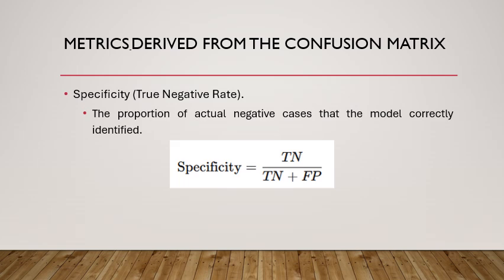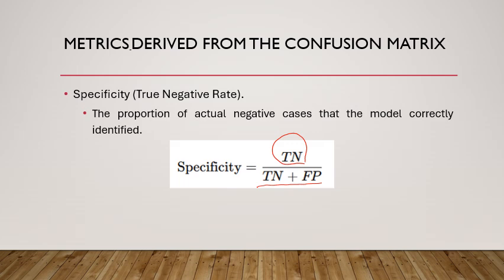Another metric used is the specificity, or the true negative rate. The true negative rate is the proportion of the actual negative cases, so we have here our true negative cases that the model correctly identified. So the formula is true negative divided by the sum of the true negative and the false positive.